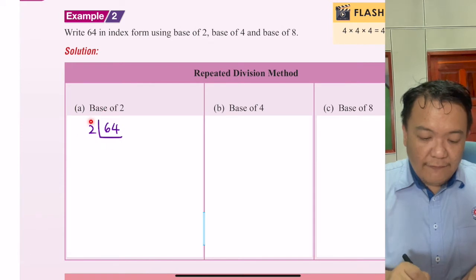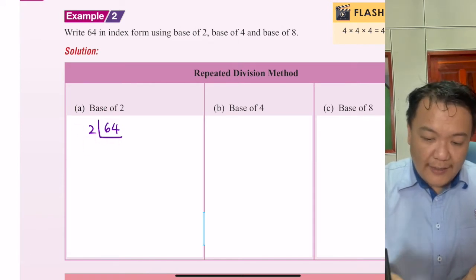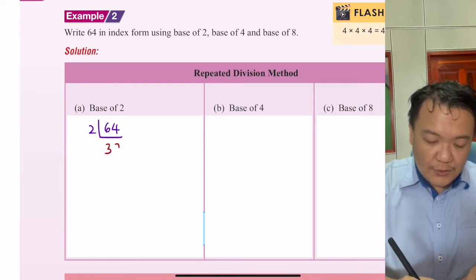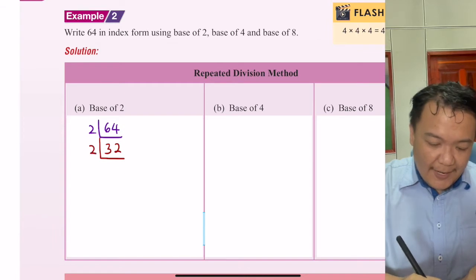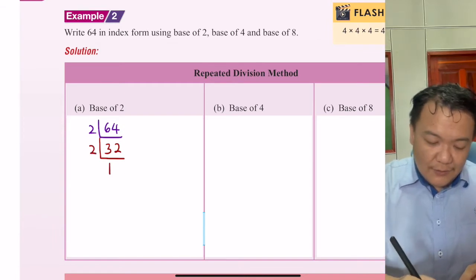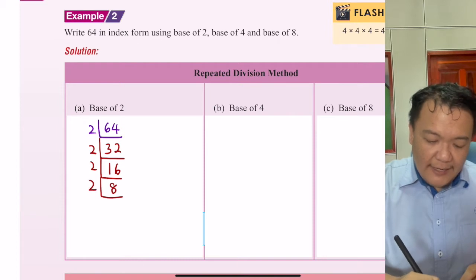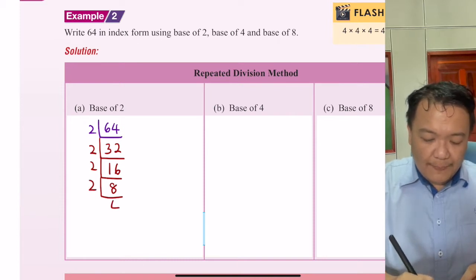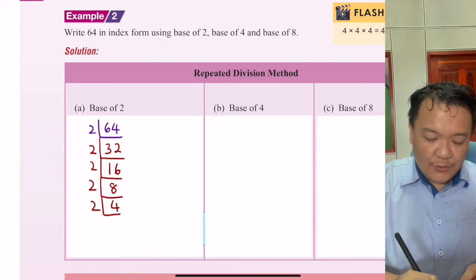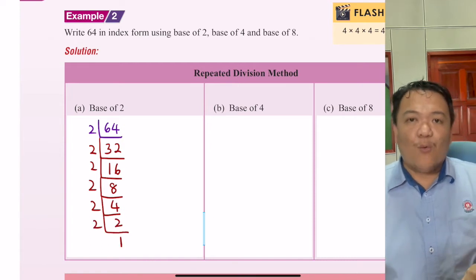So 64 divided by 2, we will get 32, kan? And then we divide again by 2. 32 divided by 2 is 16. 16, we divide again by 2, we get 8. Divide again by 2, 4. Divide again by 2, 2, and divide again until we get 1.